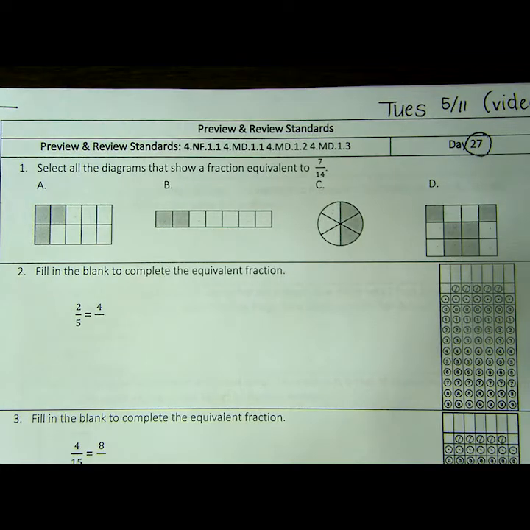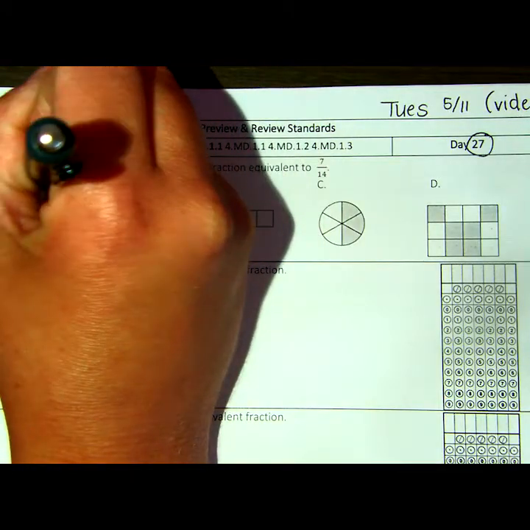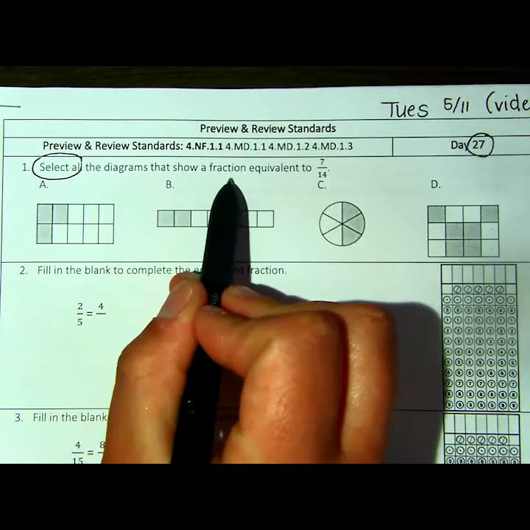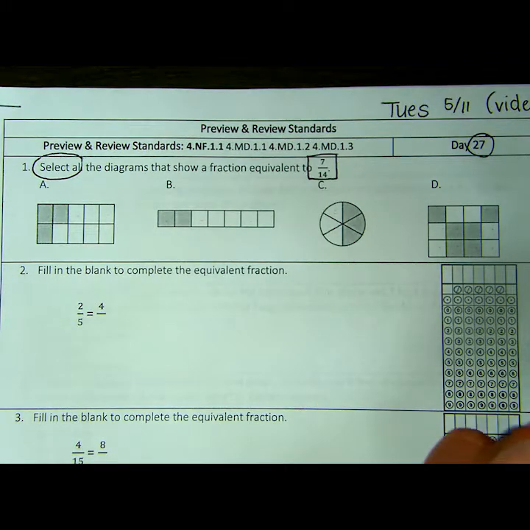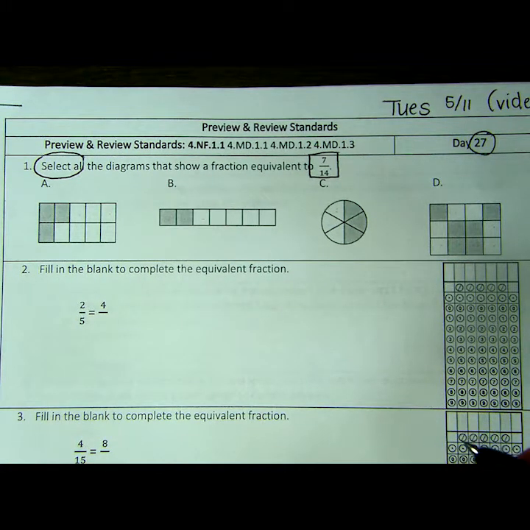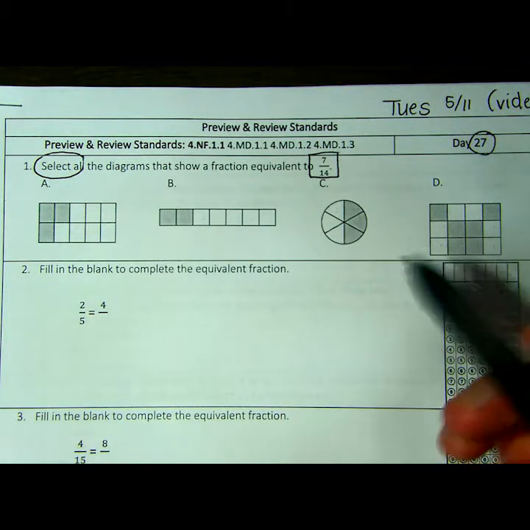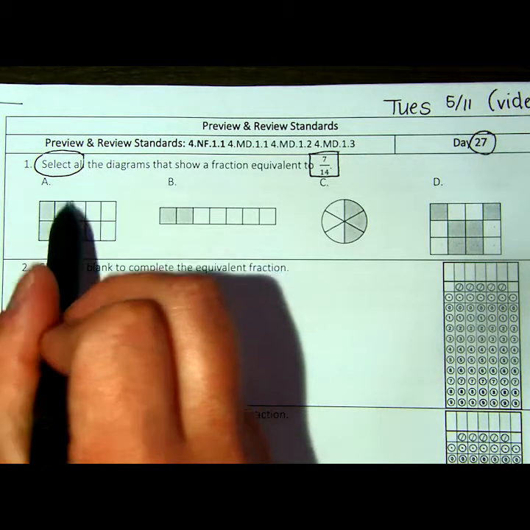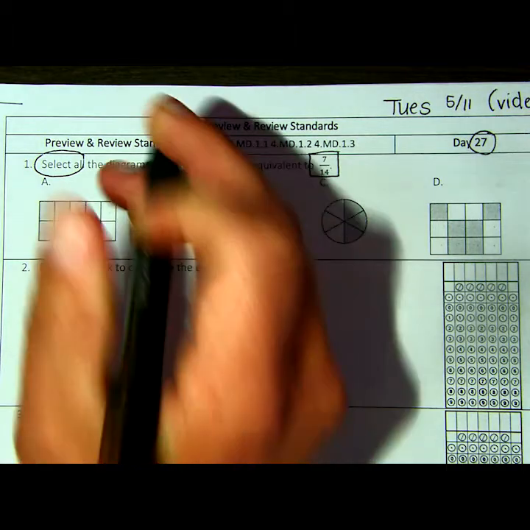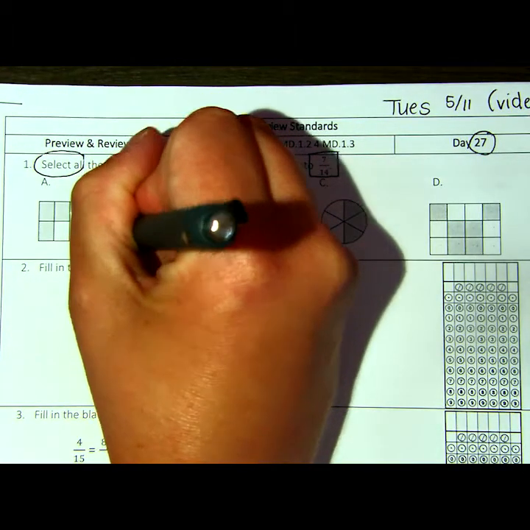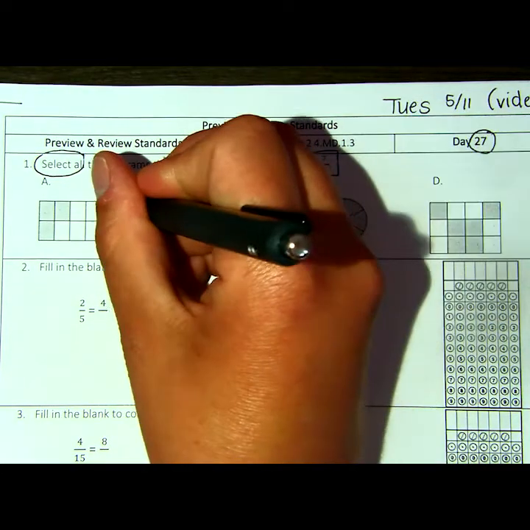So for question number 1, it says to select all, so this could be more than one correct answer, the diagrams that show a fraction equivalent to 7/14ths. Interesting. When I solve questions like this, the very first thing I do is identify the fraction that's being represented in each of these diagrams. So for this one, if I count 1, 2, 3, 4, 5, 5 plus 5, this would be tenths. And out of those 10 equal parts, there are 1, 2, 3 shaded.